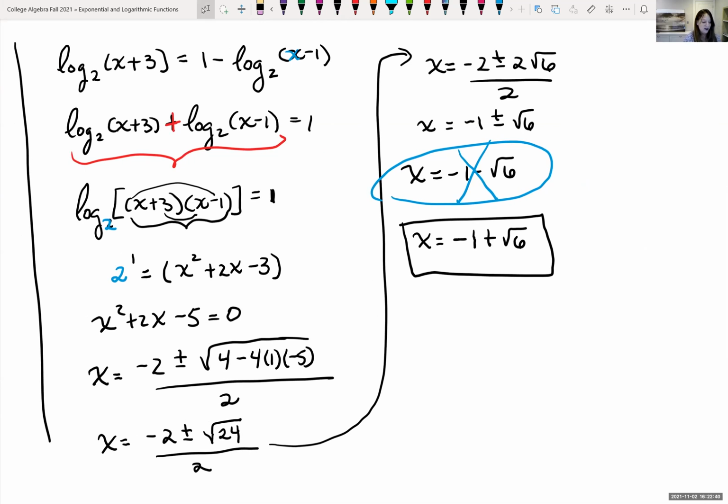Okay, so solving log equations, get logs all to one side, rewrite it as a single log, get your constant on the other side, rewrite it in exponential form, and then solve depending on what kind of equation you have once you rewrite it.